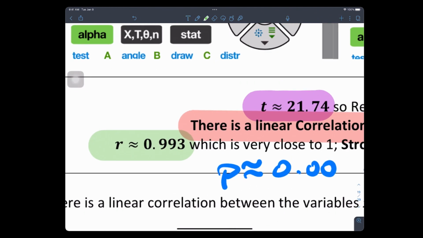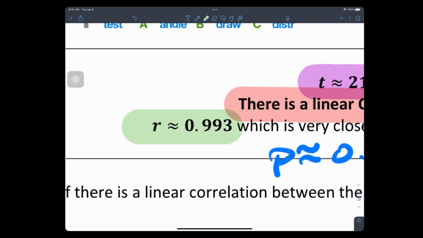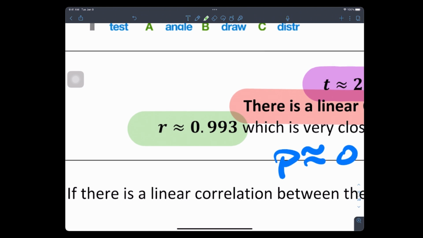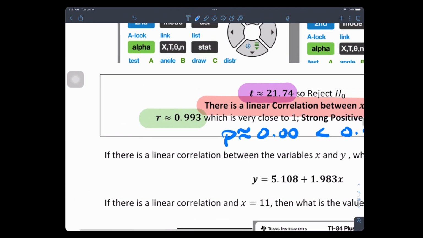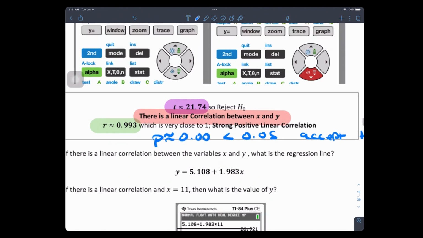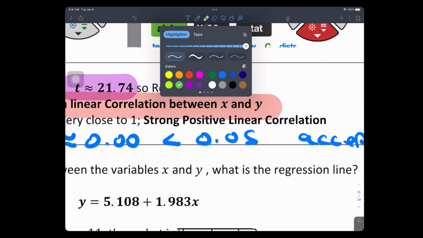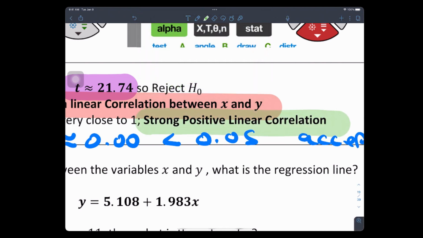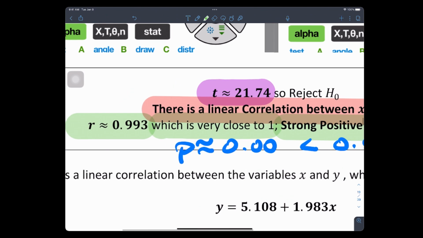Now, notice how close R is to 1. That's like 99 cents, close to $1. So R is very close to 1. That's how strong this correlation is. It's a very strong linear correlation because it's so close to 1. I want you guys to know that. See this here? It's very close to 1, and it's positive. So we say this is a strong positive linear correlation because the R value is very close to 1. That's the meaning of that R value.